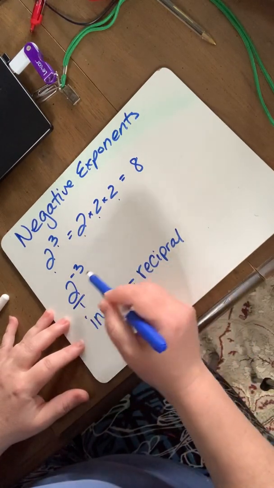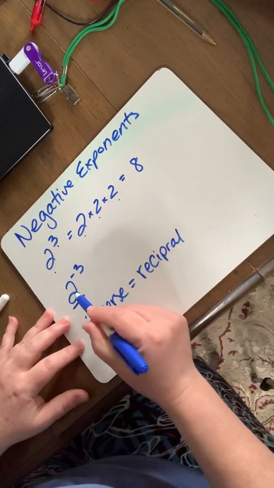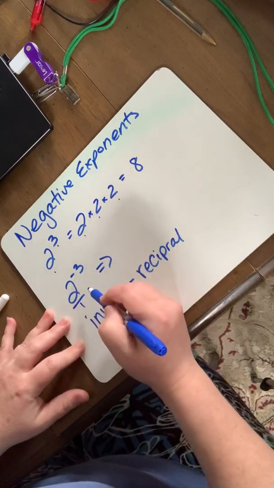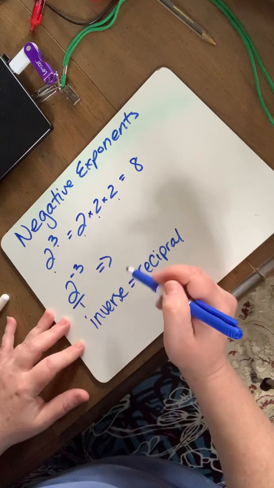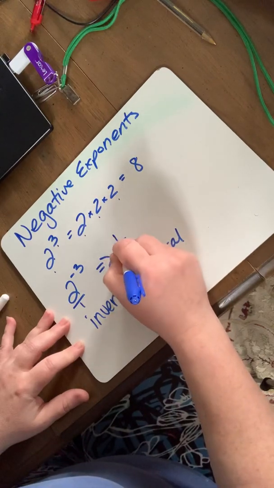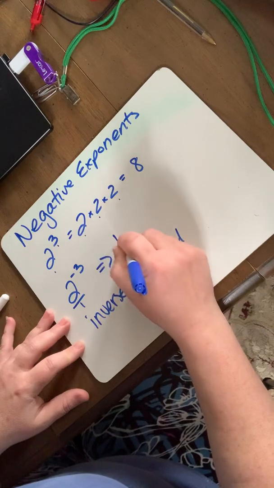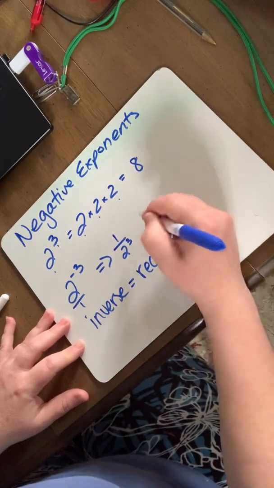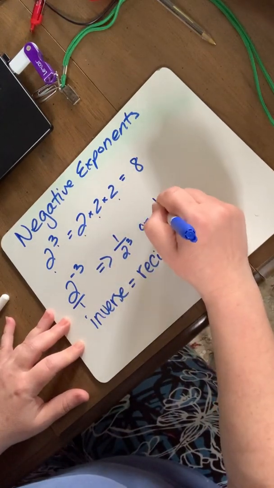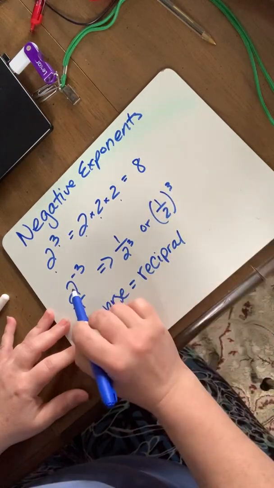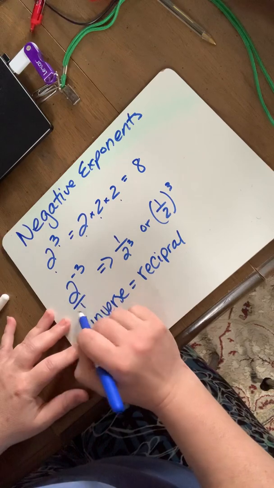So if I'm looking at 2, I make it into a fraction, 2 over 1. And the negative exponent says, take the reciprocal of this number. So it becomes 1/2 to the third power. Or I can write it as (1/2)^3 like that. So your negative exponent says, take the reciprocal.